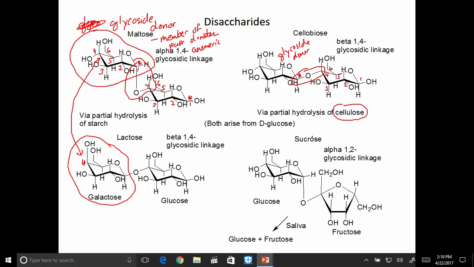Okay, this is sucrose, or ordinary table sugar. Okay, and sucrose contains glucose as the... it's hard to tell which is the donor and acceptor here because both of the linking carbons are anomeric carbons in this case. Okay, but sucrose, glucose is on the left in my structure here, and fructose over here.